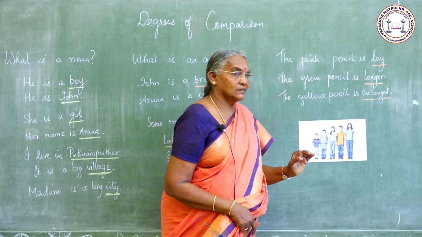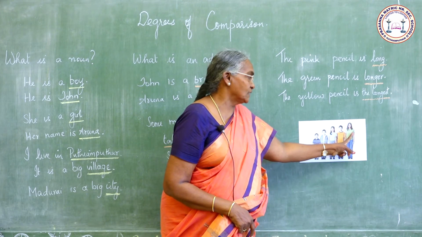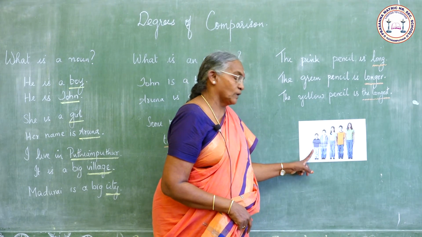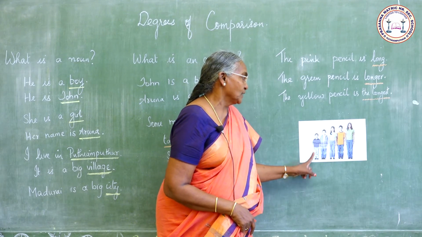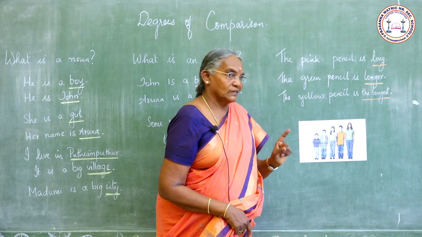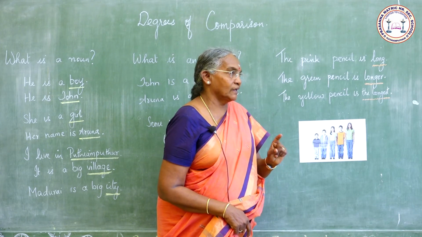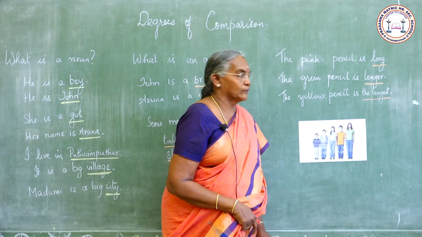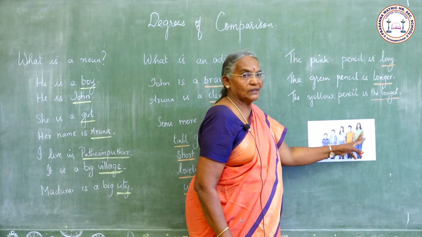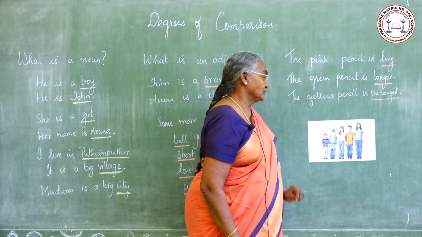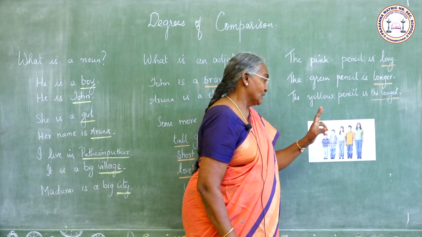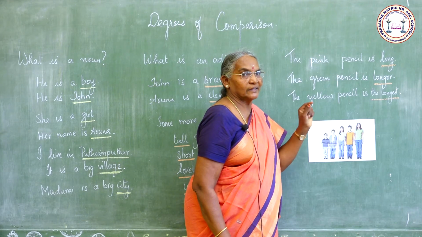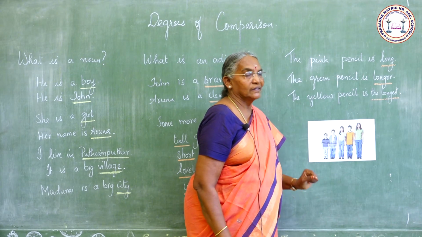Who is the tallest girl in this picture? She is the tallest girl in this picture. Who is the shortest boy in this picture? This boy is the shortest boy in this picture. Tall is positive, short is positive, taller and shorter are comparative, tallest and shortest are the superlative. This girl is taller than any other child. This boy is shorter than any other child here.